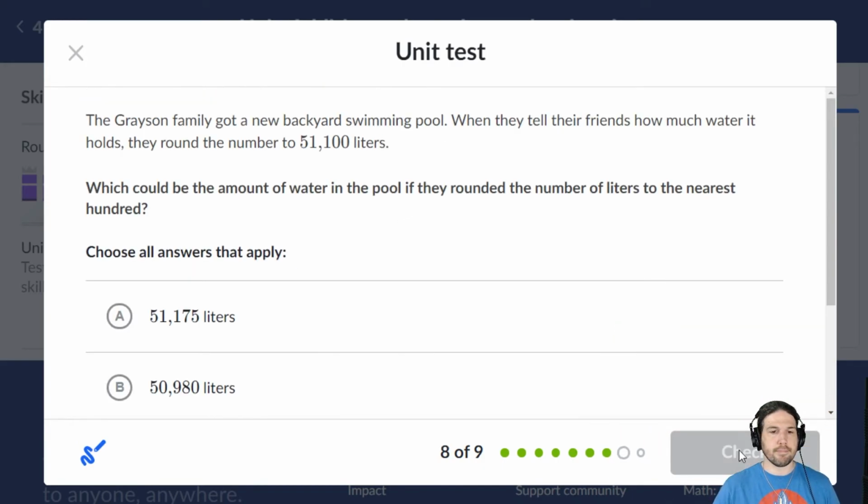Moving right along. The Grayson family got a new backyard swimming pool. When they tell their friends how much water it holds, they round to 51,100 liters. That's a weird number to round to, but hey, you do you. Which could be the amount of water if they rounded to the nearest 100.